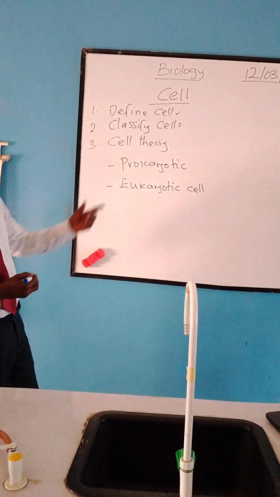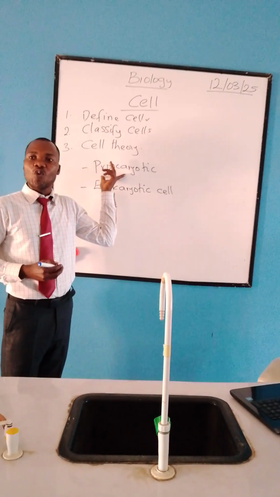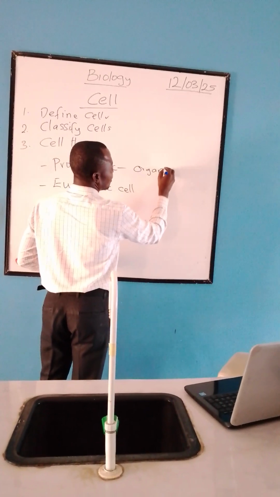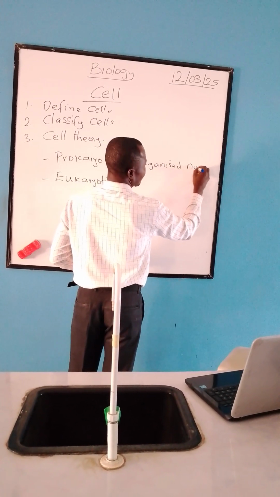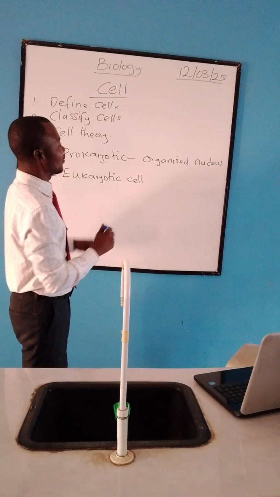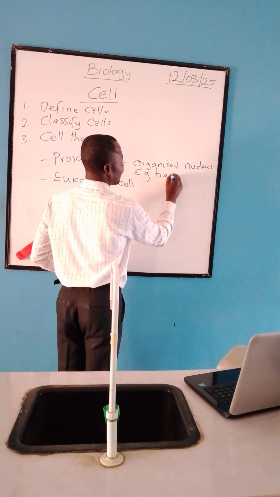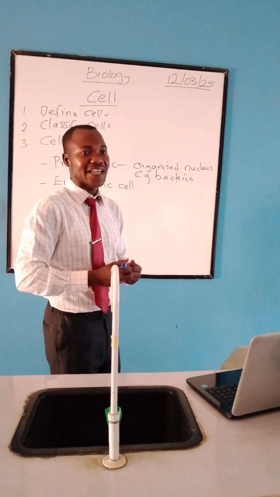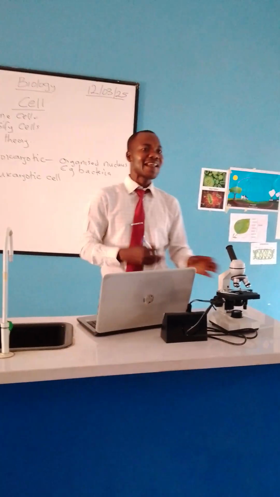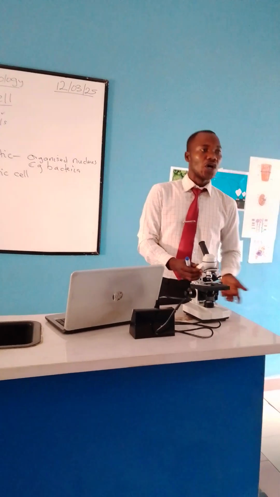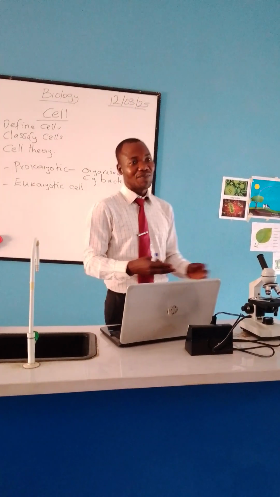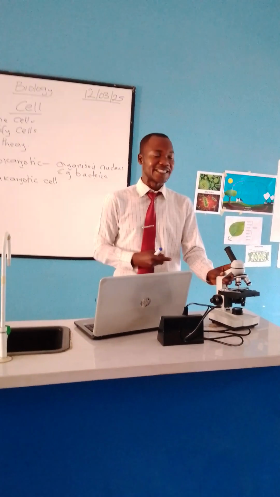Now, prokaryotic cells are cells that don't have a well-organized nucleus. They lack an organized nucleus. A good example of prokaryotic cells are what? Bacteria. Bacteria lack organized nucleus. So they are classified as what? Prokaryotic cell. Bacteria are microscopic, you can only see them under what? Under the microscope. We are going to view different slides of microscopic organisms as we progress in the lesson.